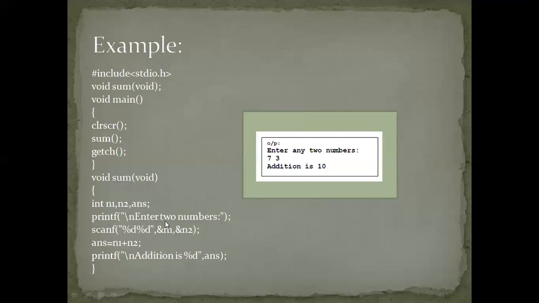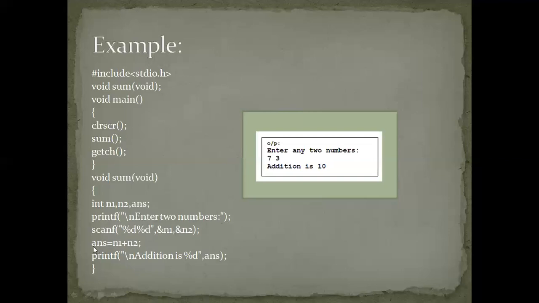Here it will ask to enter two numbers. I am reading the two numbers using the scanf statement. Ampersand n1, ampersand n2 means it will read the two numbers. In the output screen, you can see the two numbers are 7 and 3. I'm going to read them from the keyboard. What operation am I going to perform here? Addition operation, n1 plus n2. So 7 plus 3, what is the result? 10. 10 is going to be stored in answer.